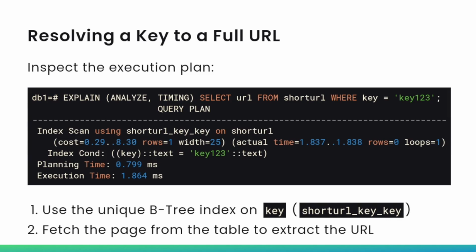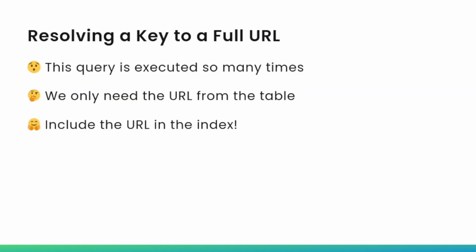So let's inspect the execution plan. Let's do explain analyze on that query, and we can see that the database is using the index short_url_key, which is the unique B-tree index used to enforce the unique constraint on the key column. So the plan here is basically use the index to find the matching row, and then go to the table, read this row, and give me the URL.